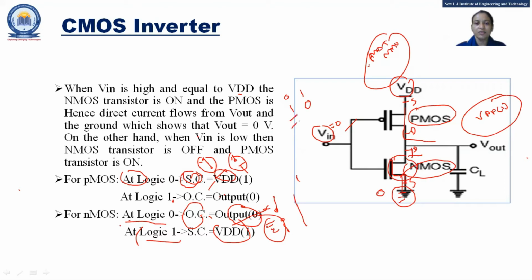Now if we apply logic 1 here, the PMOS becomes an open circuit, so no current will flow. For NMOS, it becomes a short circuit, so the current will flow, and as we see that it is connected to ground, the output will be 0. So you can see that if we apply 0, we get the output 1. If we apply 1, we get the output 0. So this is how our CMOS inverter works.